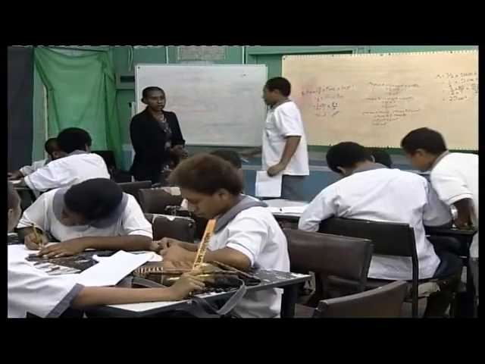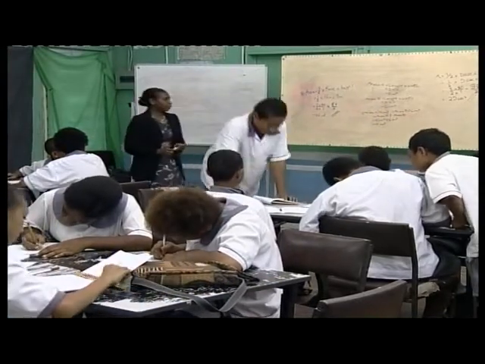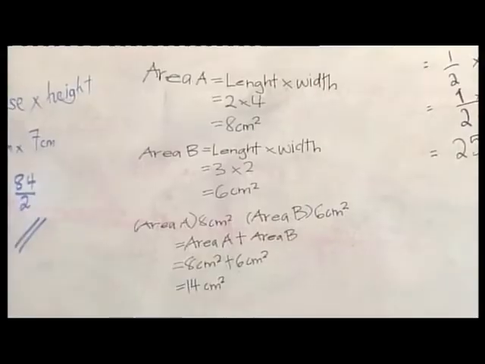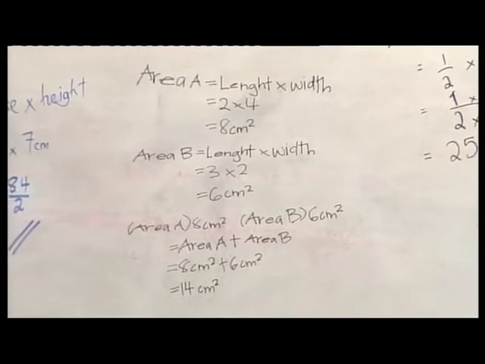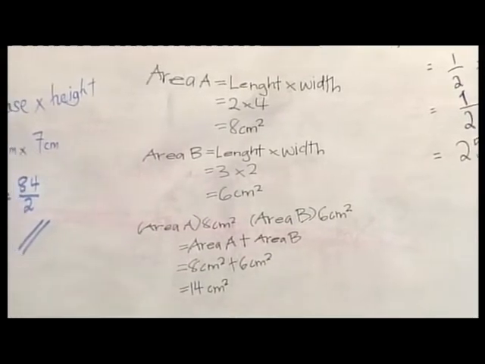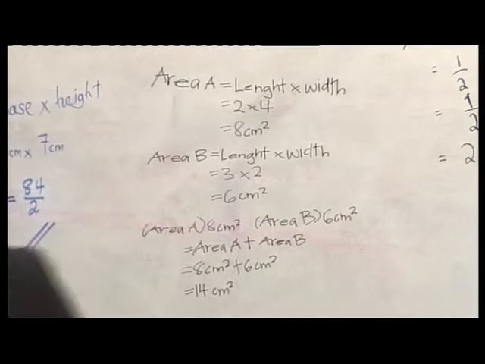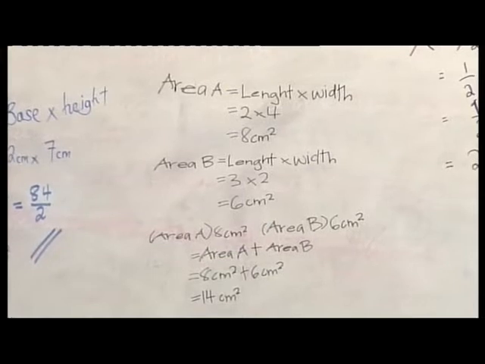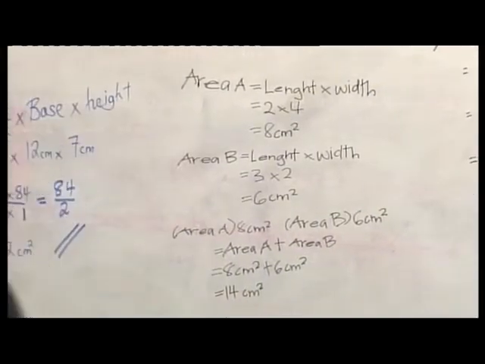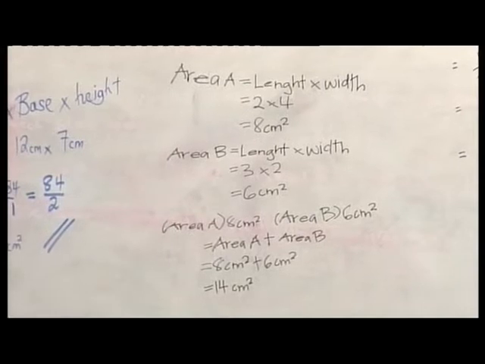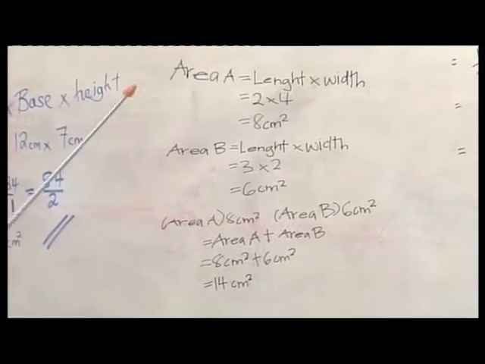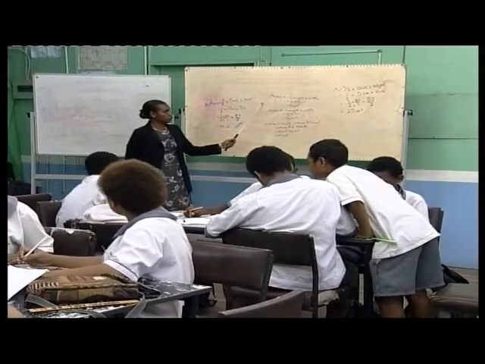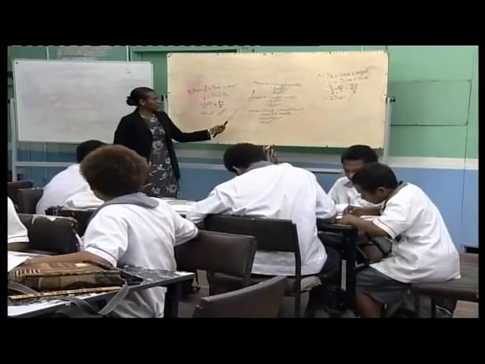Okay, thank you very much, Uvao. Let's all now look at the whiteboard and see how Uvao has worked out the area of the compound shape for exercise 1A. So you open to where you have done your exercise, and let's check through to see that you have the same working out as Uvao. Let's look at the whiteboard and also the diagram that you have drawn in your exercise book.